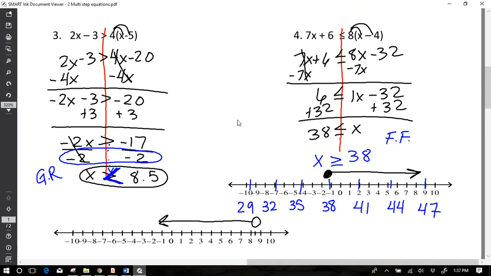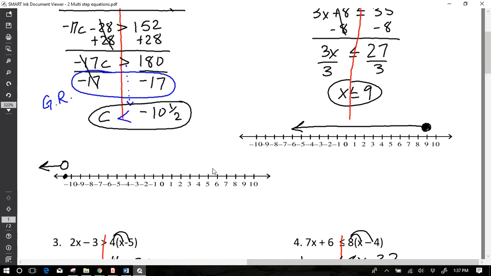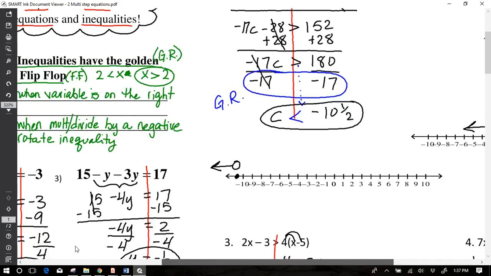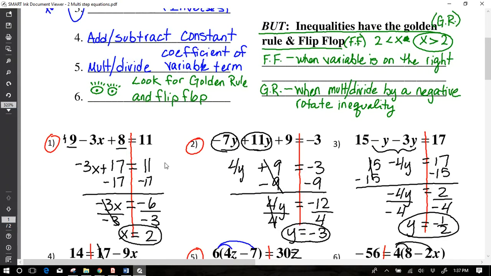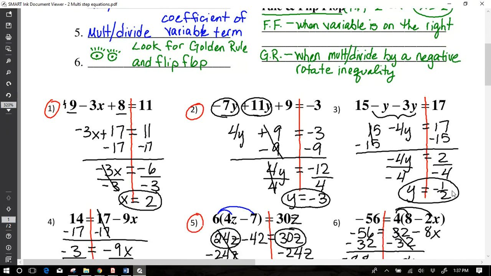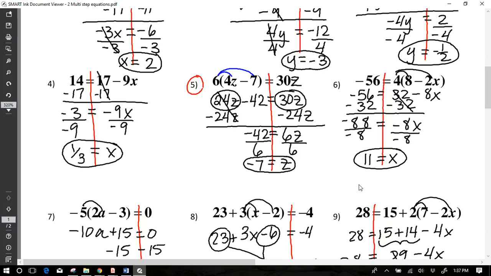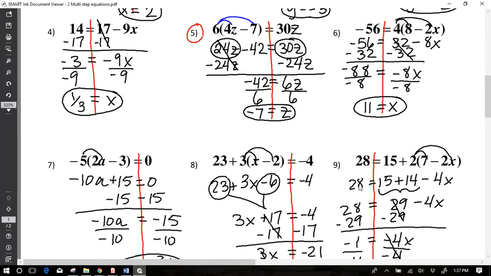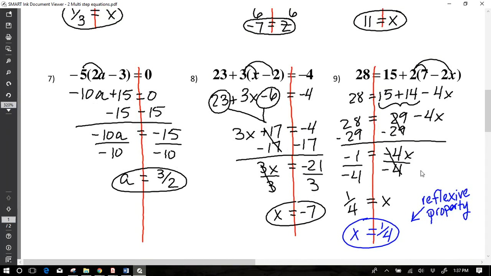Now, one last thing that I do want to say that I probably should have said at the beginning of the lesson is really a reminder. So look at my answers. I have 8.5, negative 10.5. Over here, I had answers that were, number 3 here is negative 1/2. Number 4 is 1/3. Number 7 was 3/2. Number 9 was 1/4. Okay.